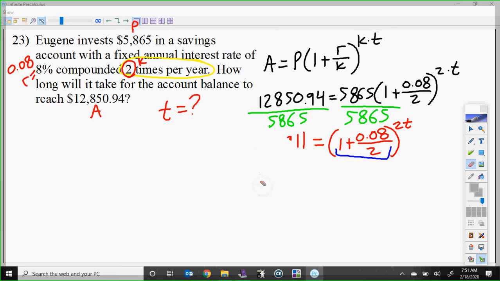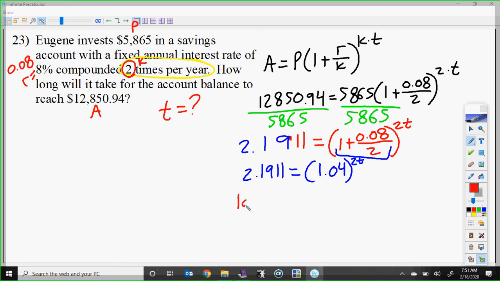Let's write it out like this. Sorry. Let's write that number out again. 2.1911. There we go. So 2.1911 equals, I can combine that. So I'm going to use my calculator and say 1 plus my little fraction, 0.08 over 2. That gives me 1.04 to the 2t. That would be simpler to put into a log.